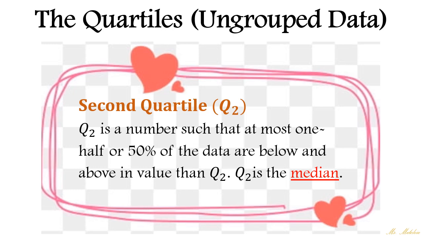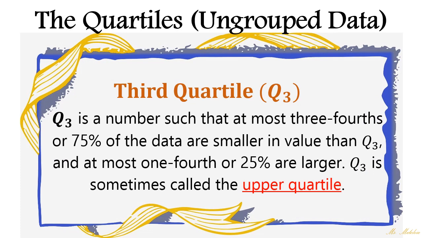Okay, next is, how about third quartile? So, third quartile is represented by Q sub 3, and it is also known as the upper quartile. And then you visualize again, guys. So as you can see here, how are you going to interpret third quartile? It's mentioned here, Q3 is a number such that at most 3/4 or 75% of the data are smaller in value than Q3. Somehow it's just a vice versa of your Q1.